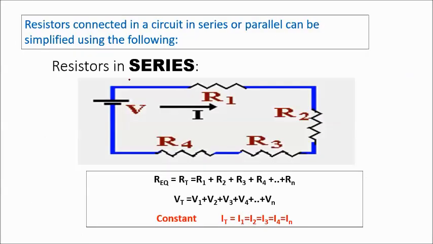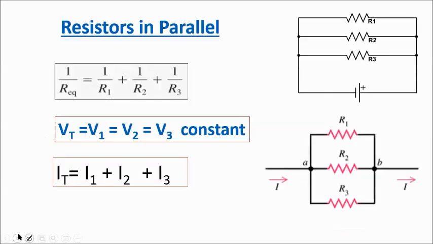Okay. So in series resistors, the constant is I. To find the equivalent resistance, this is the formula. To find the total voltage, this is the formula. In parallel, since they are connected in parallel, there are common points, so the voltage is the constant. This is how to find the equivalent resistance and how to find the electric current.